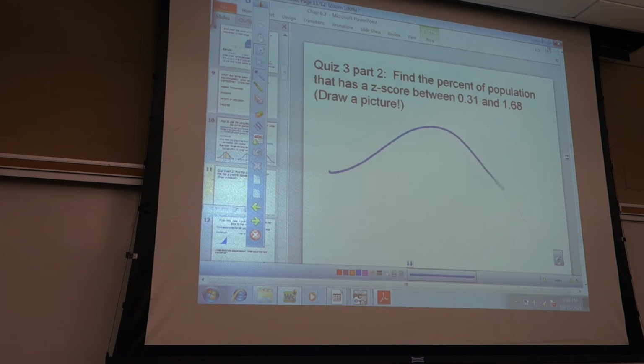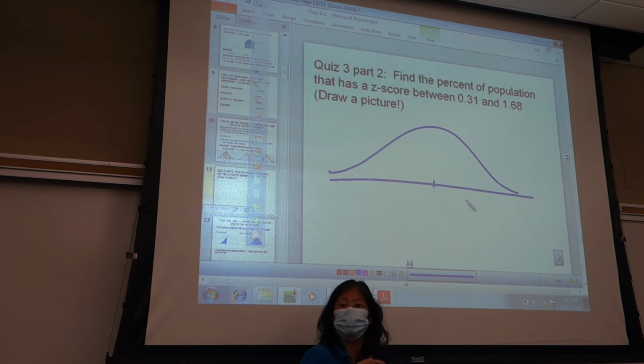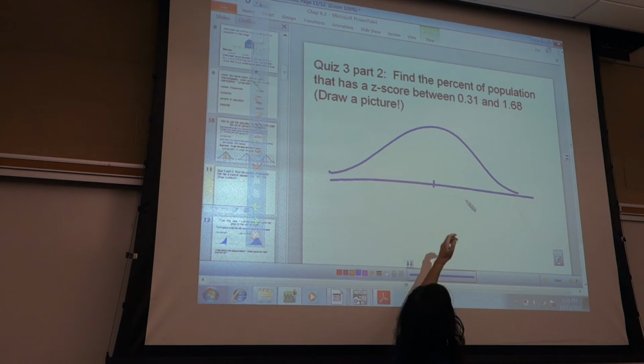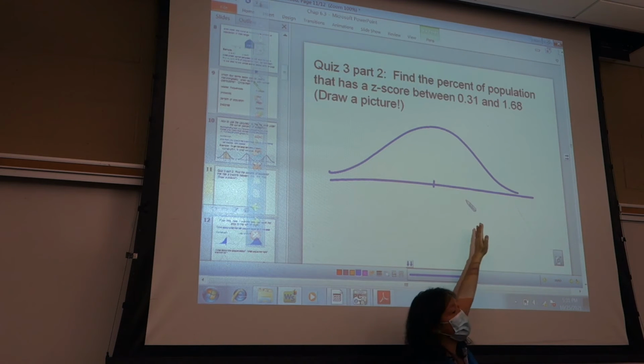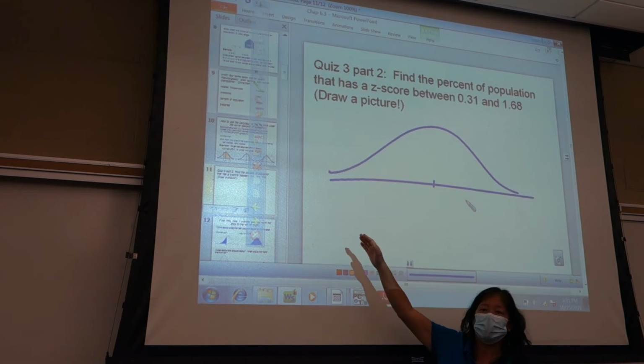Okay. Draw a picture. Draw your hill, put your line below it, and then put a little tiny notch right in the middle. That's where your mean is, where your z-score is 0. And then my z-scores are 0.31 and 1.68. So what do we know about z-scores? A z-score represents the number of standard deviations a value is above or below the mean. So if I'm above the mean, my z-score should be positive. If I'm below the mean, my z-score should be negative.